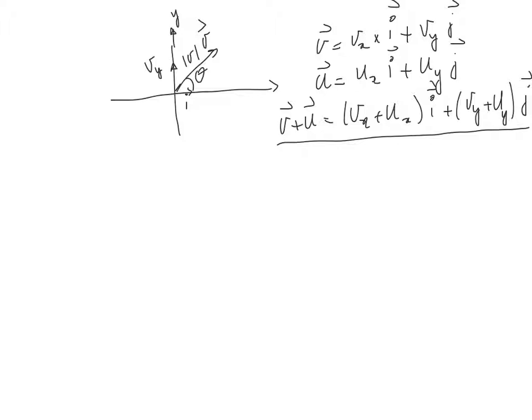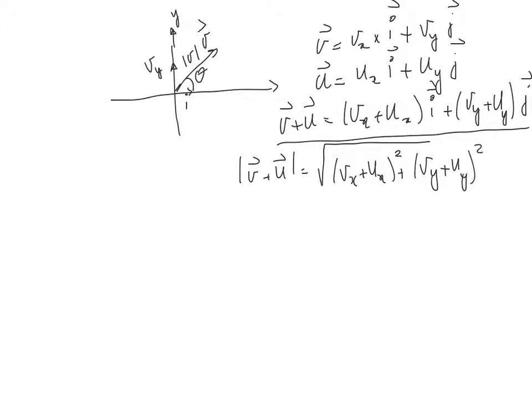If you want to find the magnitude of the sum, meaning v plus u, we are going to find the square root of (v sub x plus u sub x) squared plus (v sub y plus u sub y) squared, which is exactly like the Pythagorean theorem. This is going to give us the magnitude.